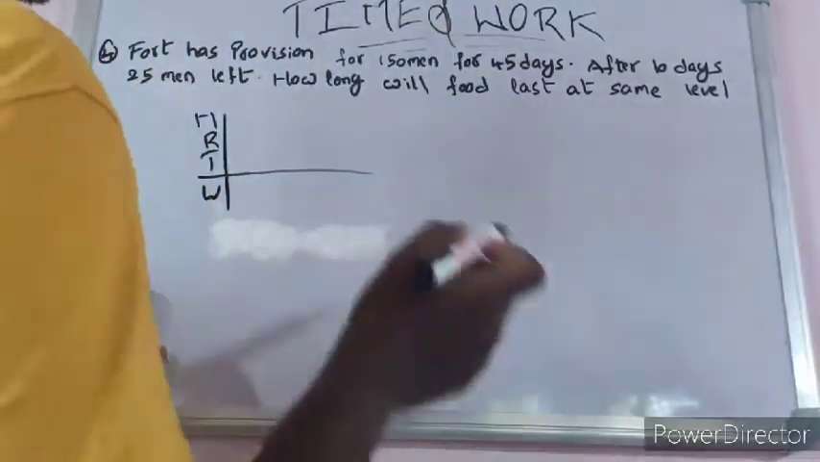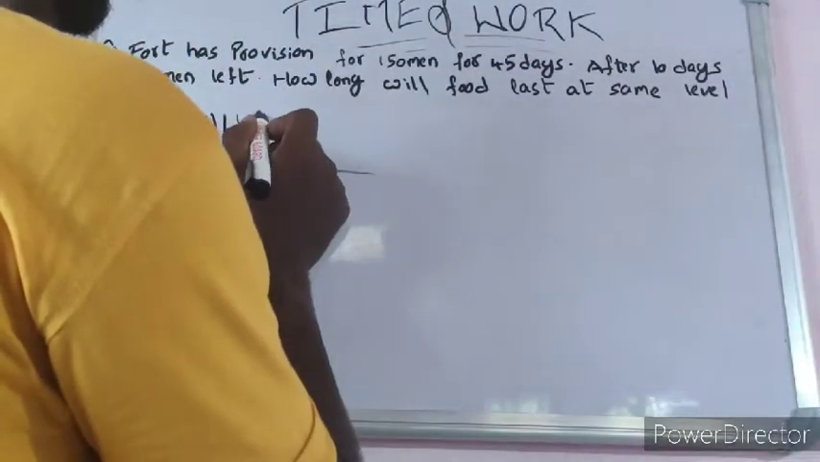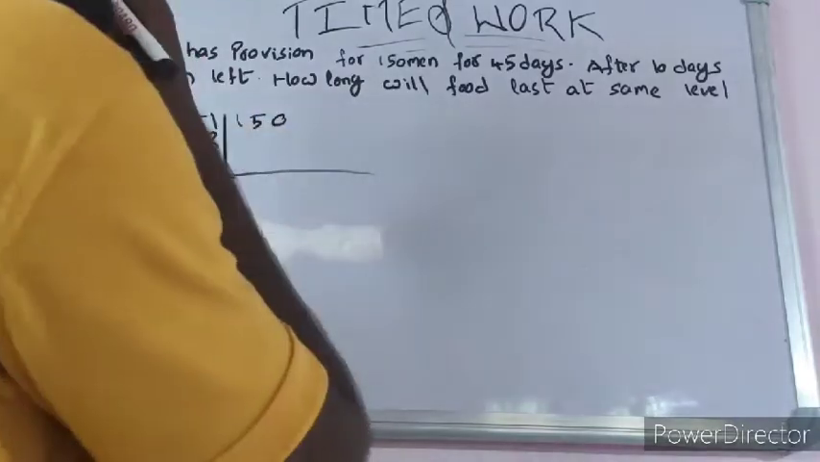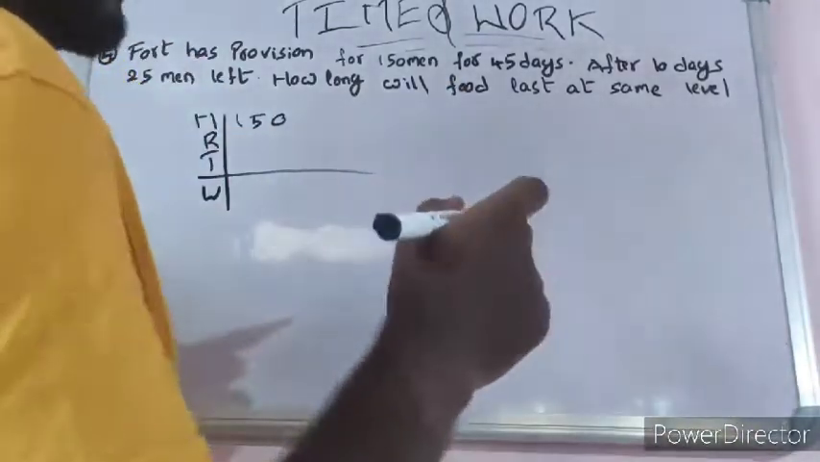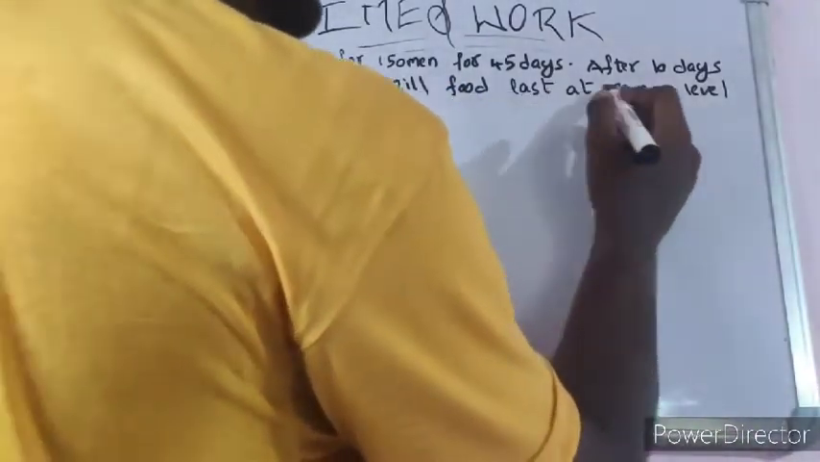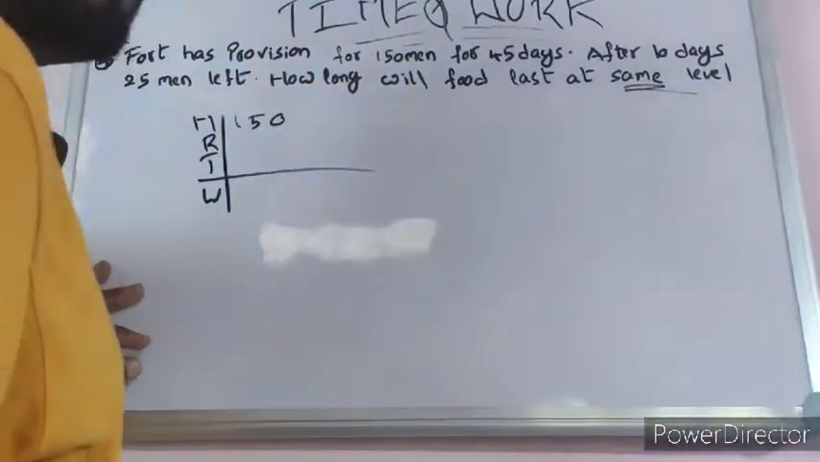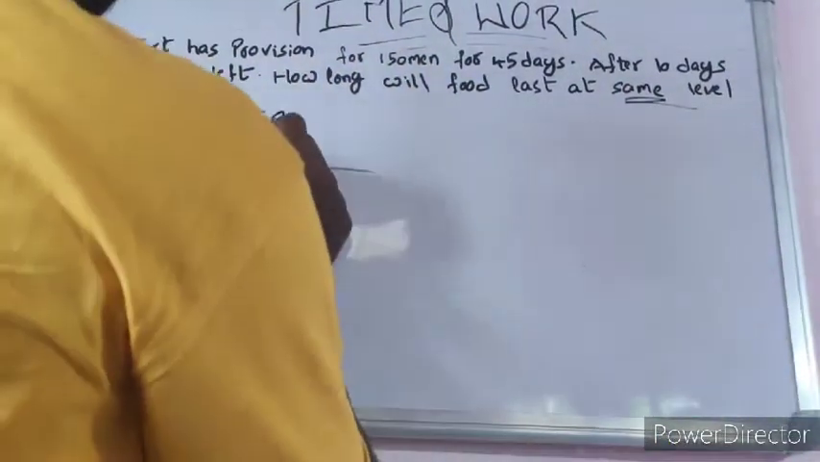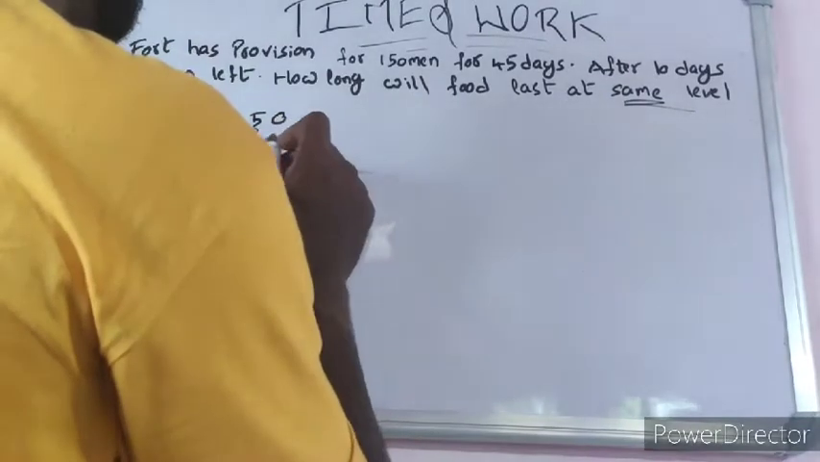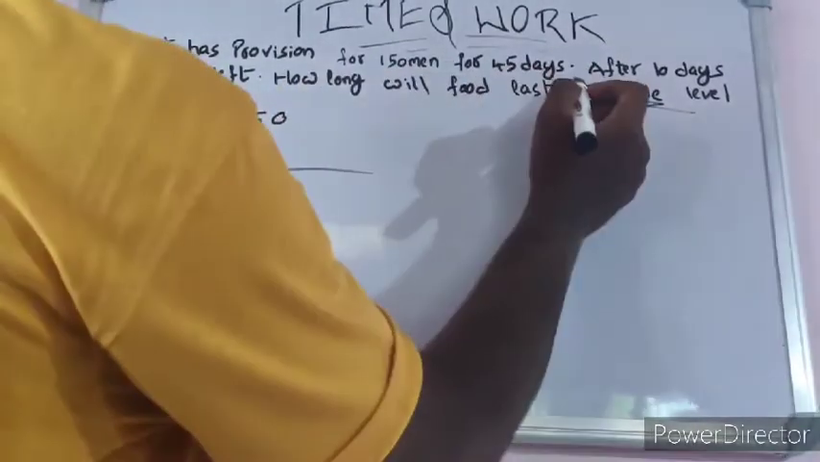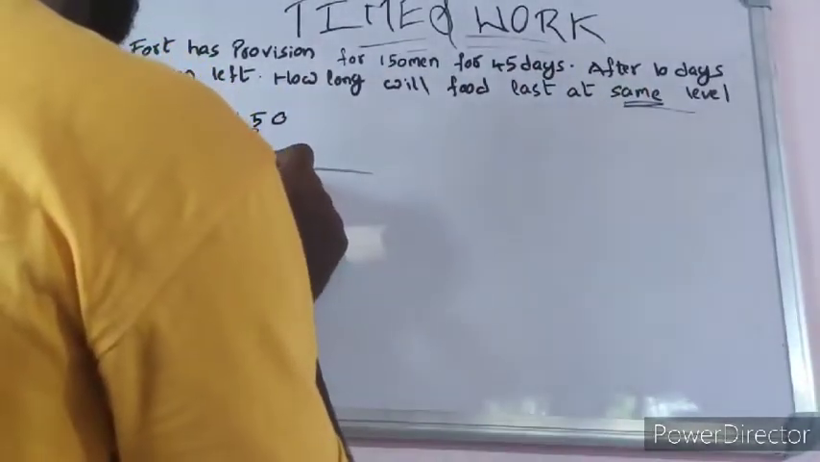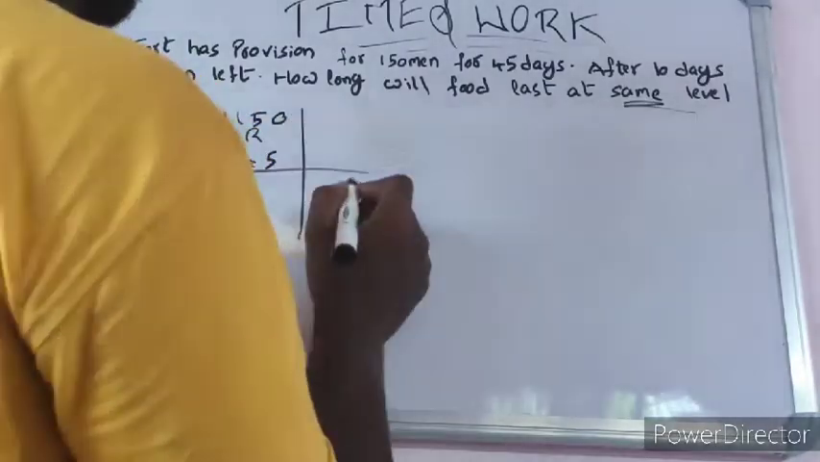Initially the fort has how many men? 150 men. The rate, in the question he already mentioned, how long will the food last at same level? The same level is nothing but at the same rate. So the rate is constant. And the time was 45 days initially. Okay.